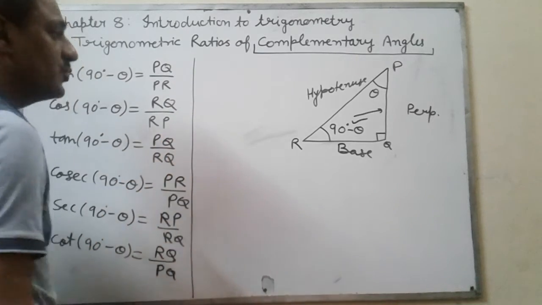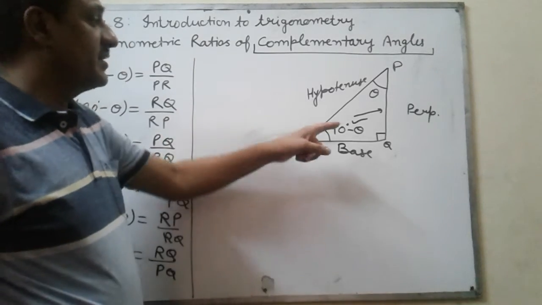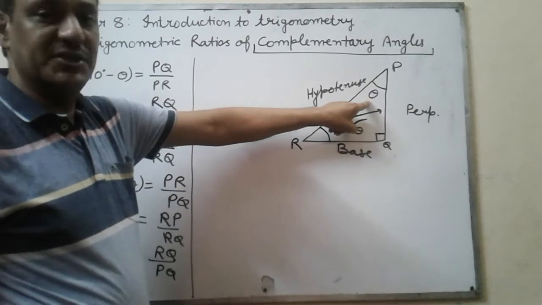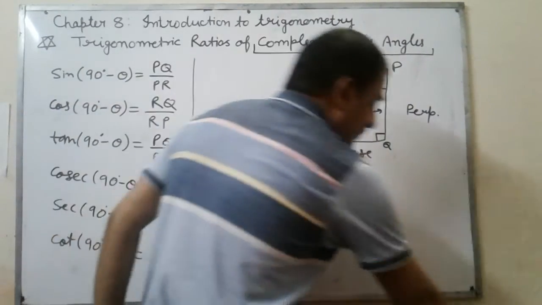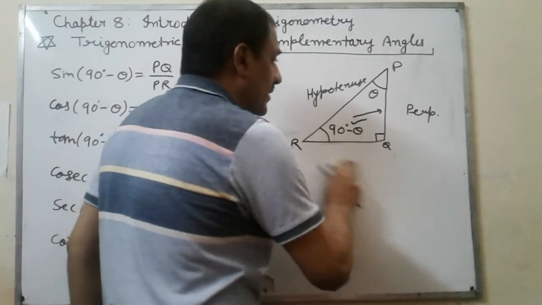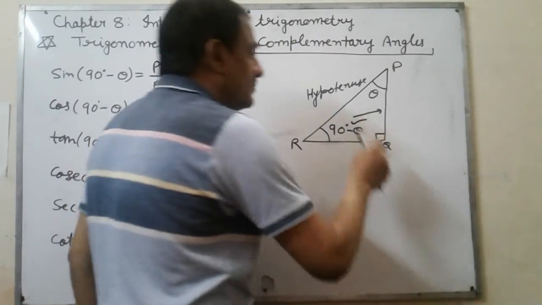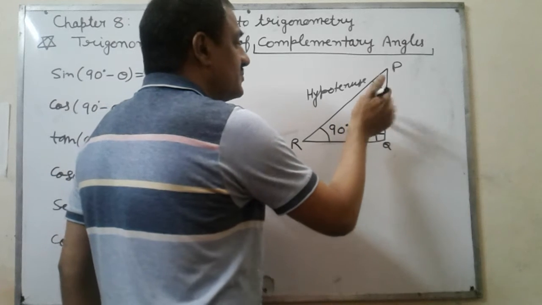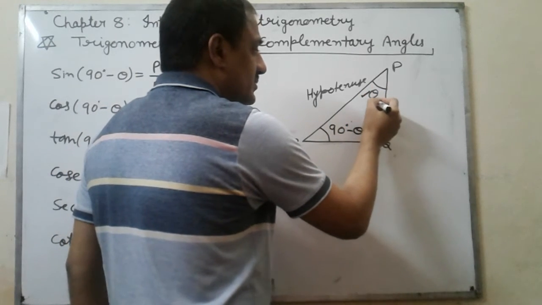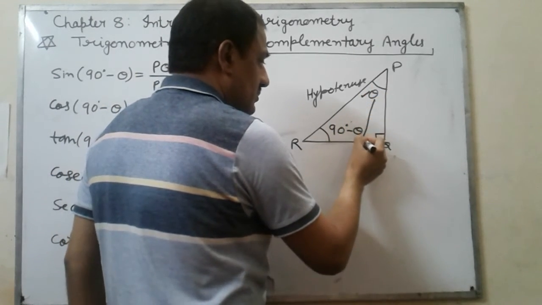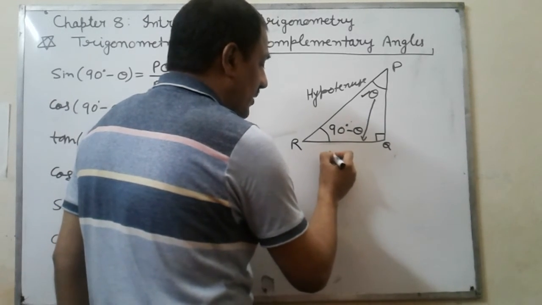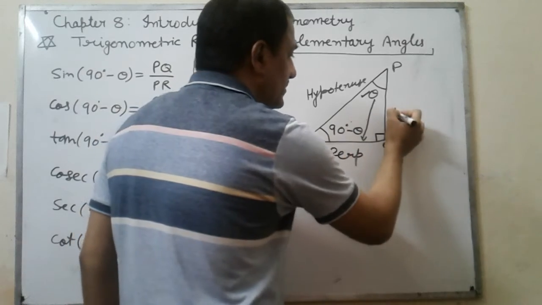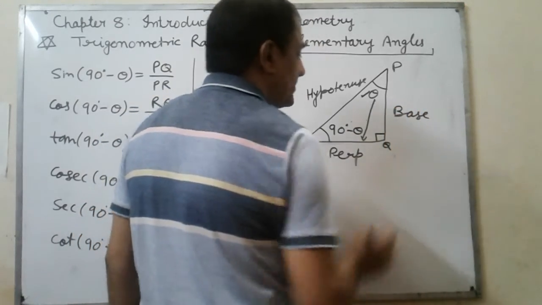Now I am going to write the trigonometric ratios with respect to this angle. With respect to this angle, opposite to this angle, this side will be the perpendicular and this side will be the base.